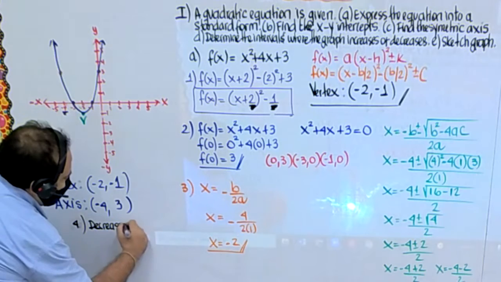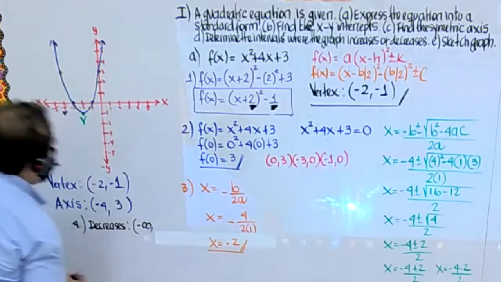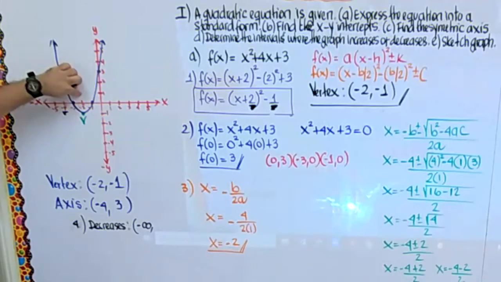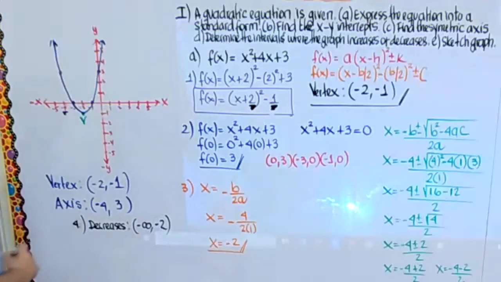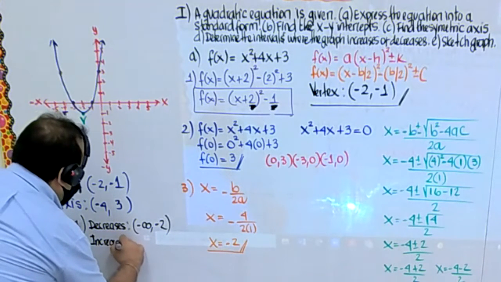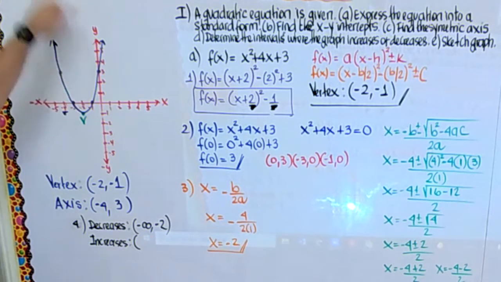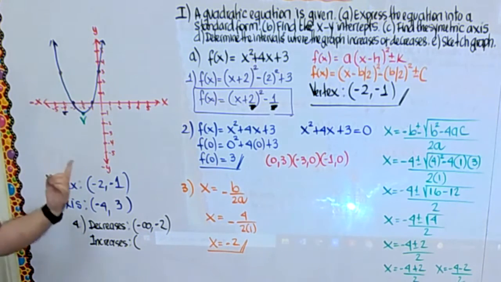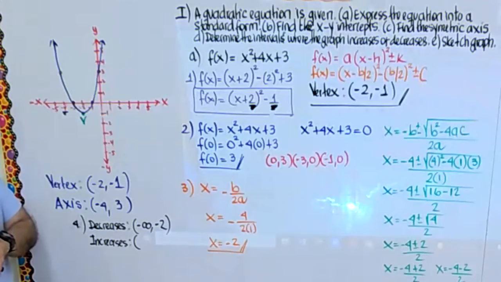We're going to say the graph decreases from -infinity until -2. This is the interval when the graph decreases. And in which interval does the graph increase? Increases means it starts climbing. What is the minimum value when the graph starts climbing in the x?